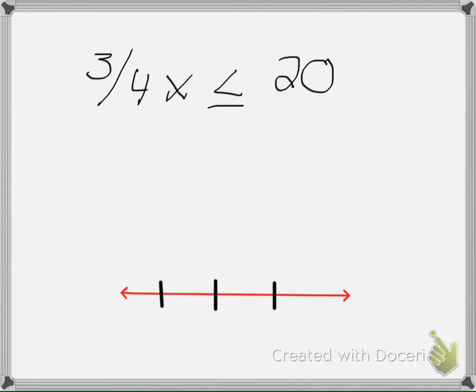Copy down 3/4 x is less than or equal to 20. Copy down your number line. And now pause the video and don't turn it back on until you're done.